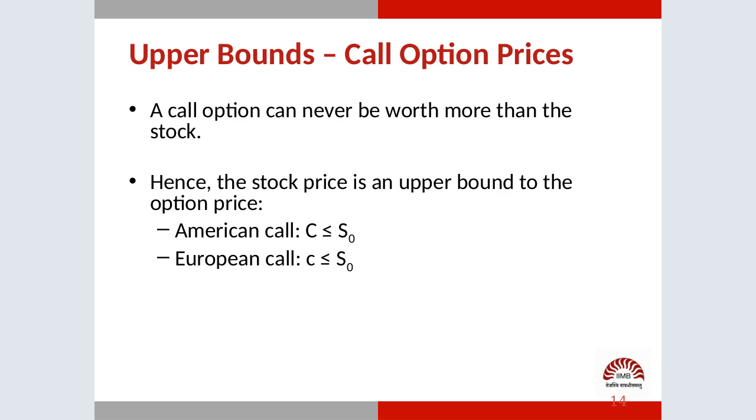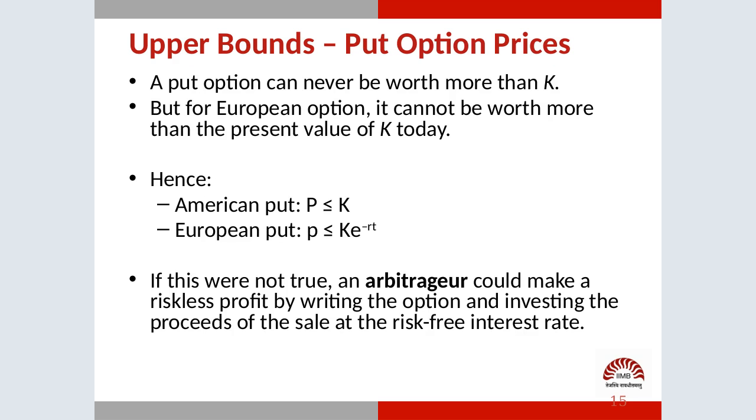There's a small difference that happens in the case of the put options. And what is the difference? While for the American put, the upper bound is still the strike price, for the European put, the upper bound is the discounted value of the strike price. So for the American call, the upper bound is the current spot price. For the American put, the upper bound is the strike price. For the European call, the upper bound is the spot price today. For the European put, the upper bound is the present value of the strike price.